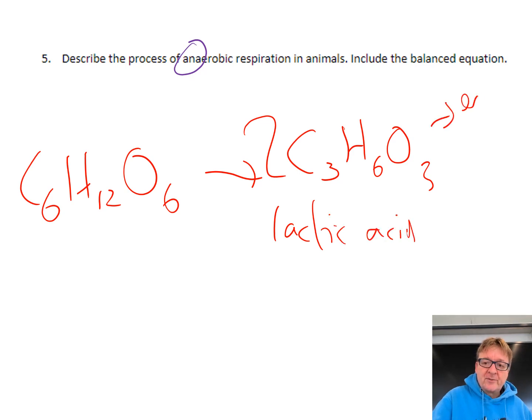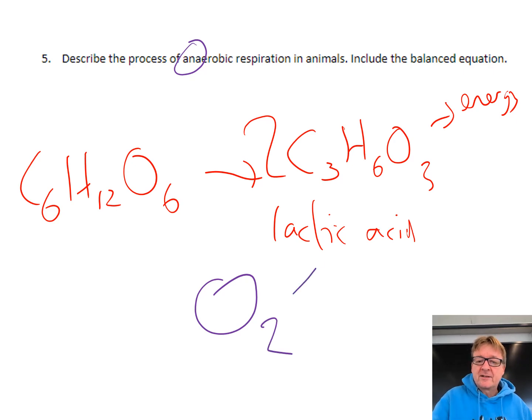Now you do produce some energy, but nowhere near as much and nowhere near as efficiently. And what you then need to do is breathe in lots of oxygen to clear your oxygen debt, to get rid of the lactic acid.